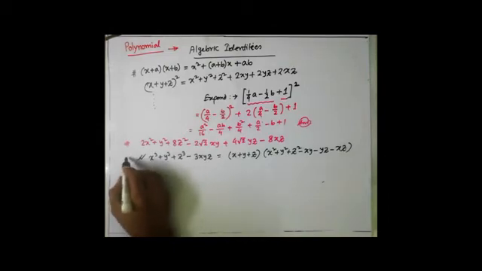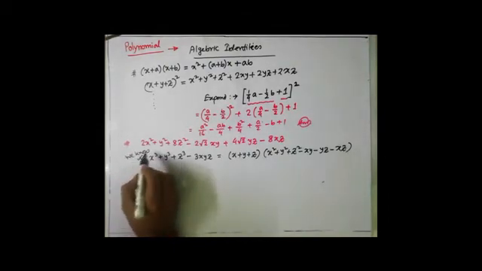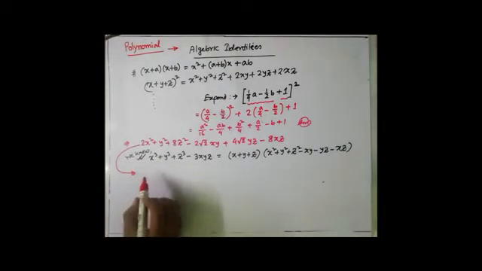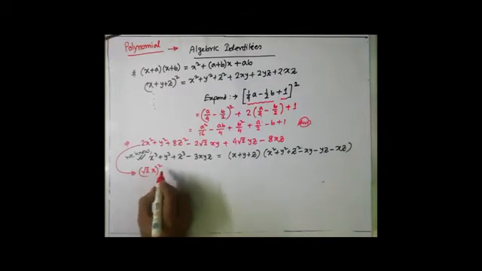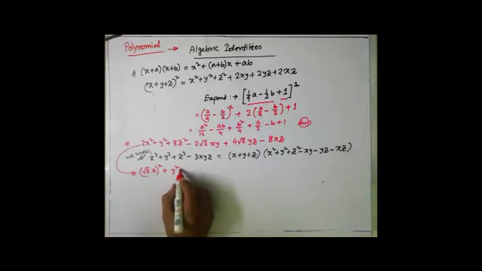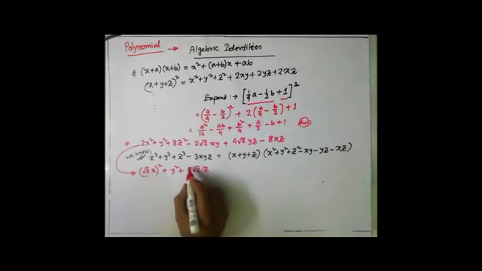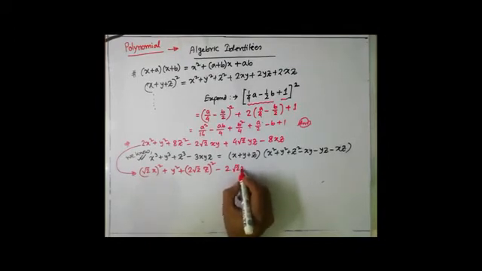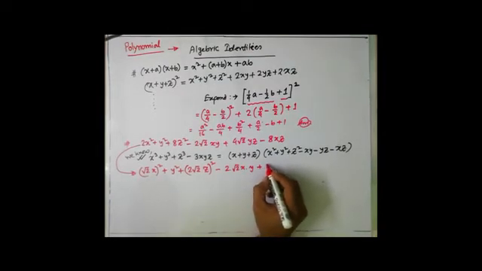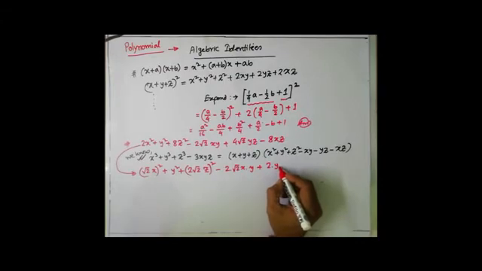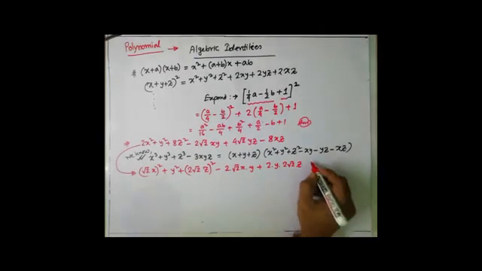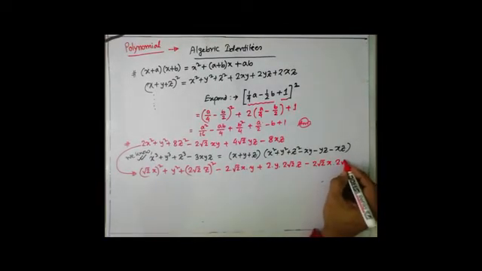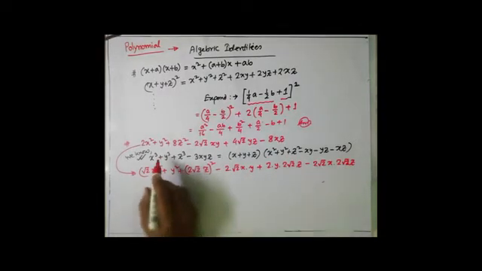Just use this particular expression, we already know this expression. Now from this expression I can write like this: root 2 x whole square plus y square plus 2 root 2 of z square minus 2 root 2x into y plus 2 into y into 2 root 2z minus 2 root 2 x into 2 root 2z. Check this expression, whether it is matching or not.